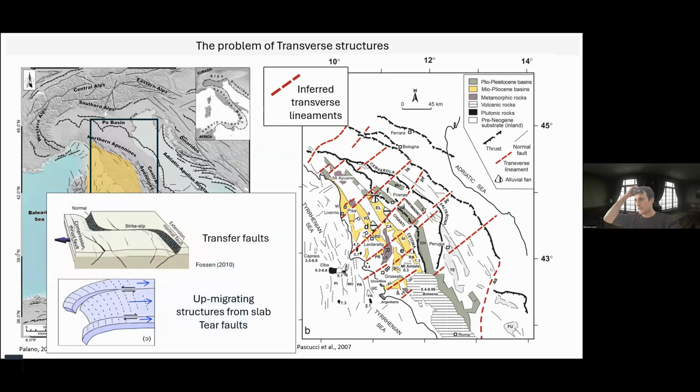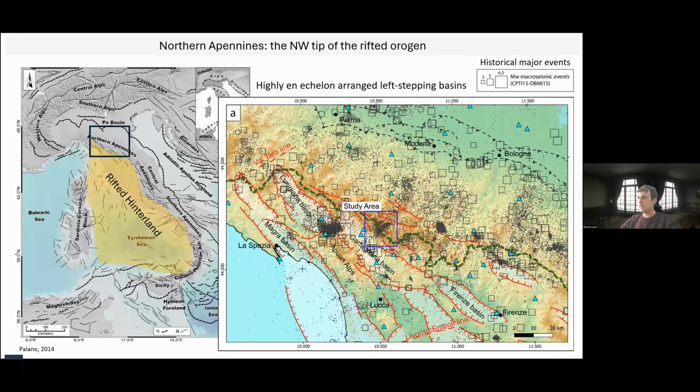These steps have long been associated with transverse lineaments up to orthogonal to the chain, and have been interpreted in different ways, such as transverse zones or upward-migrating slab tear faults from the basement and from the slab. However, they are rarely observed at the surface, so their origin, style, and seismic potential are largely unclear now.